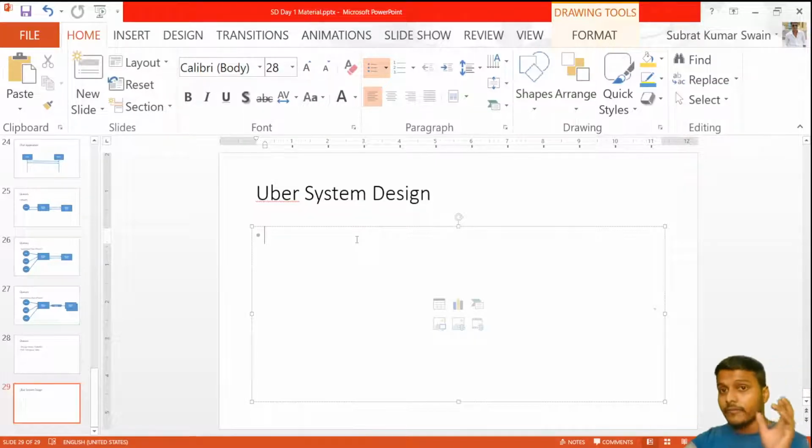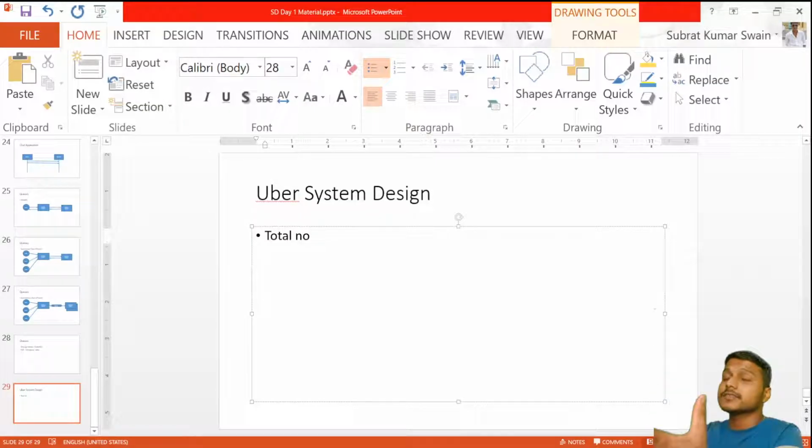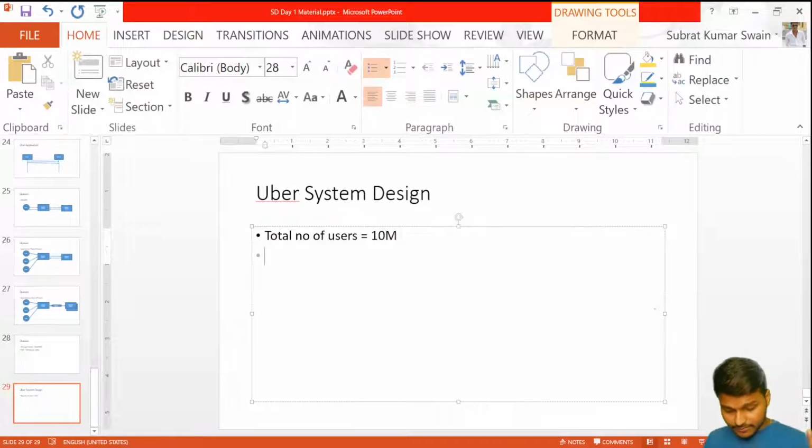Very important numbers. You just have to ask your interviewer what would be the total number of users. If you want to system design a system, you should know how many users would be using this system. If you don't estimate the number of users, then you cannot design the system. Maybe the interviewer would say there would be 10 million total users. Okay, I have taken the same thing.